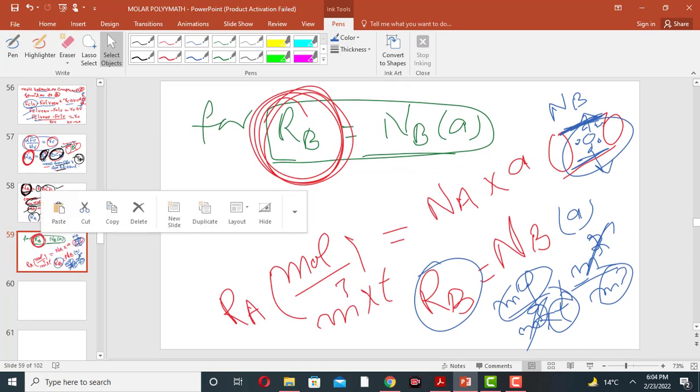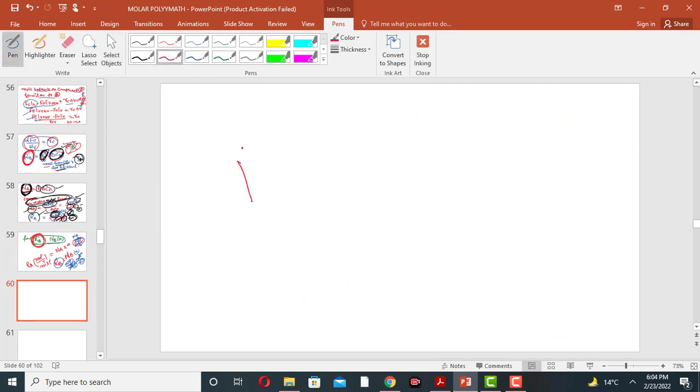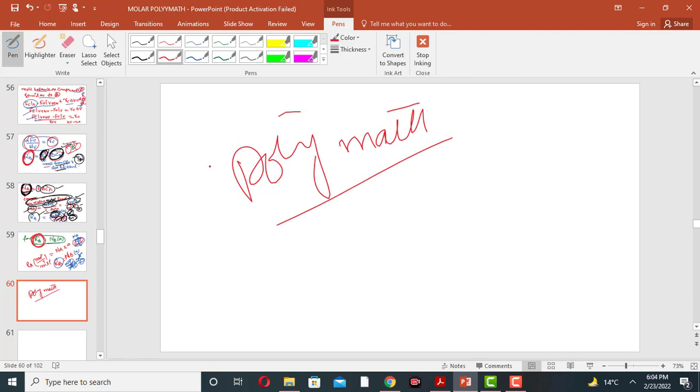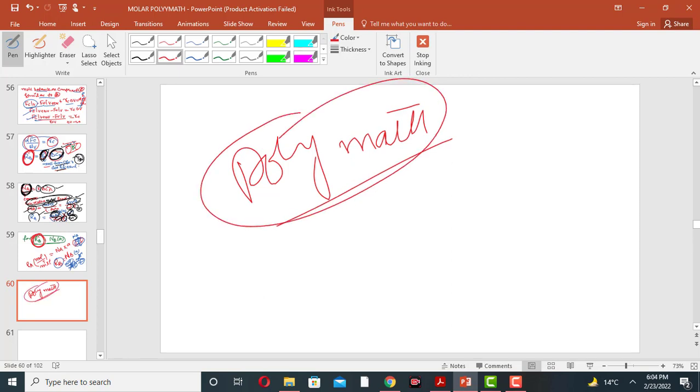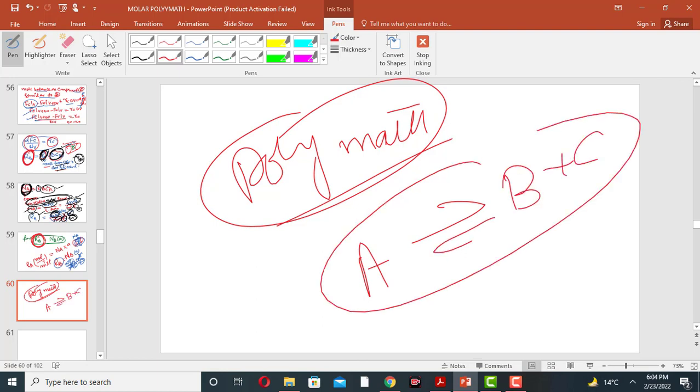So this was just an introduction to the membrane reactor. In the coming lecture we will use Polymath software to solve the reversible reaction in the membrane reactor. We will solve a real world problem about the reversible reaction in a membrane reactor using Polymath.